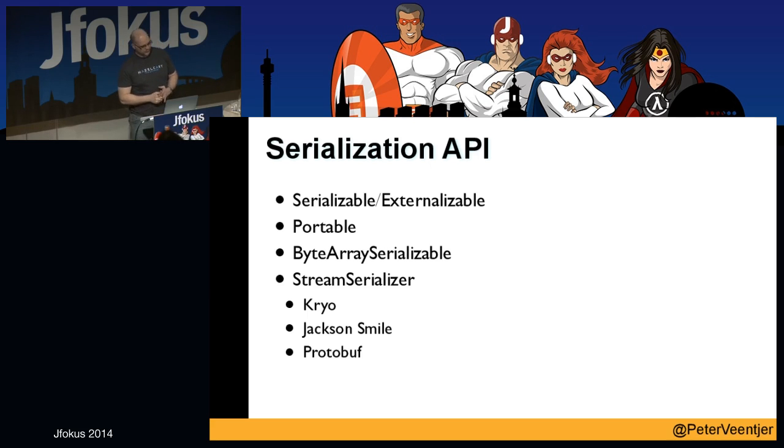We also have a very pluggable serialization API. Of course, we support Serializable and Externalizable. We also have a Portable implementation. It's very useful if you need to connect Hazelcast with different languages like C++ or C#, because with Portable, all kinds of metadata about your objects are being sent, the fields which are there, for example, and the types of the fields. Therefore, it's also not very efficient because of all the metadata which is being sent.